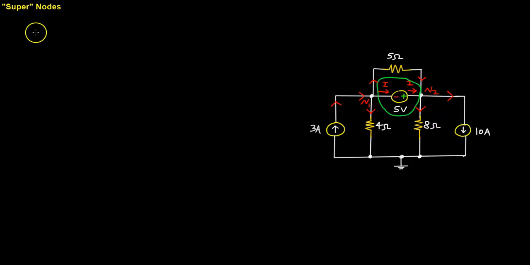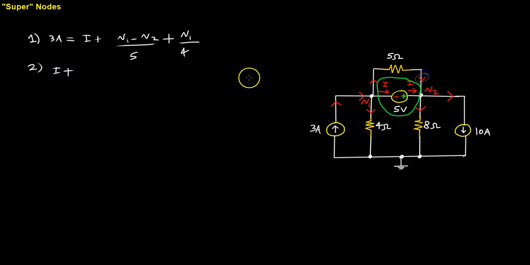So let's go ahead and actually write the equations for these two nodes. For V1, we're going to say that it's going to be 3 amps entering, and that's going to equal I, which is exiting here, plus (V1 minus V2) over 5, which is the current going this way, plus V1 over 4 ohms, which is this current. And for the second equation, we have I entering, and that's going to add to the other current entering, which is (V1 minus V2) over 5, and that's going to equal what is exiting, which is V2 over 8 plus 10 amps.